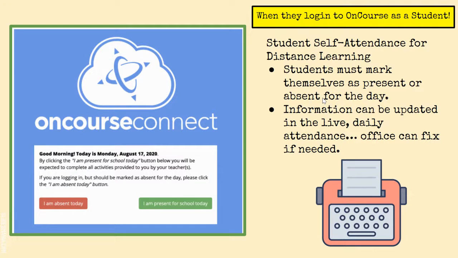And then one of the other things is OnCourse for absences. You have to take attendance for distance learning students once a day. So you can establish that the students are going to log into OnCourse Connect with their username and password, and what they'll see is, am I absent today or am I present?